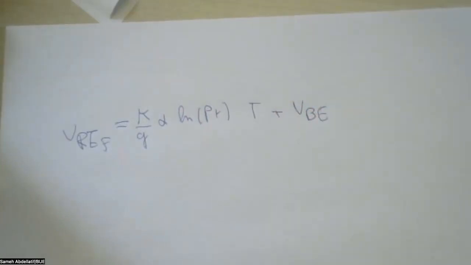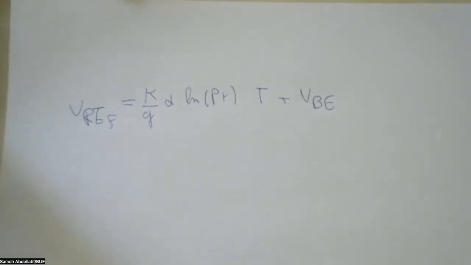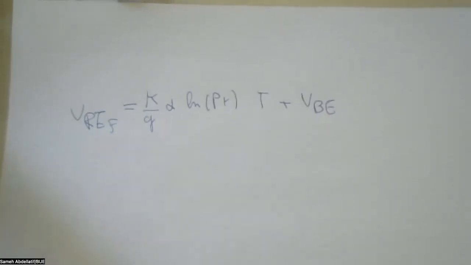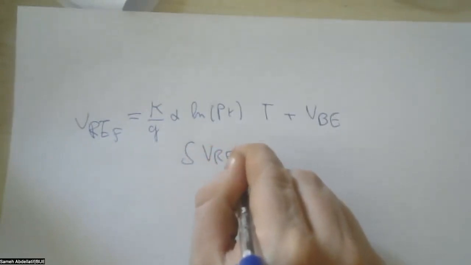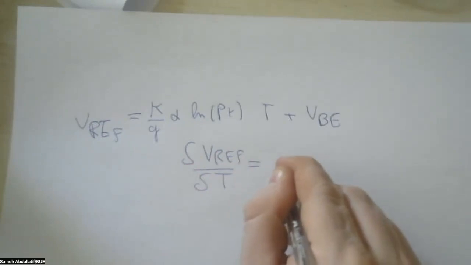As a question, what does the word reference mean? A reference voltage is a voltage that should show independent performance with respect to the input. That's why we call it a reference. So, as we are here investigating a temperature sensor, this V reference should be independent of temperature. In other words, partial V reference by partial T should be equal to 0.